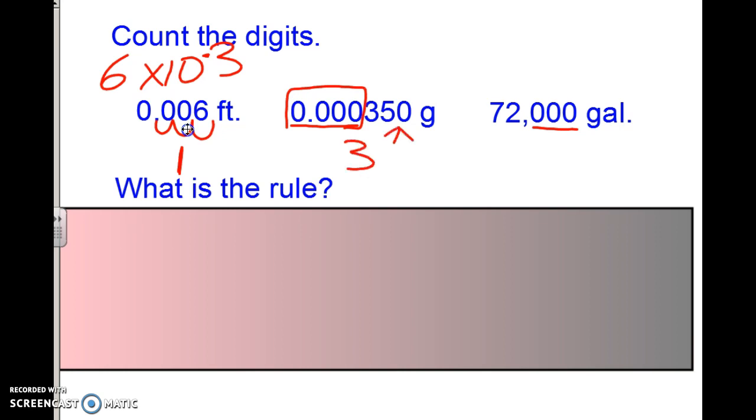This one is showing the degree of precision with which we measured. I could write this one as 3.50 times 10, and we have to go 1 place, 2 places, 3 places, 4 places with the decimal point, and it's a number smaller than 1, so we put a negative there.